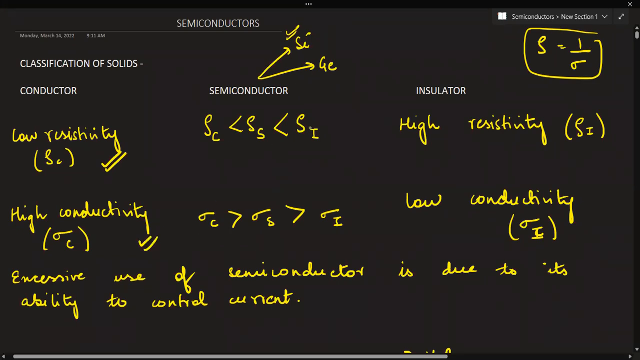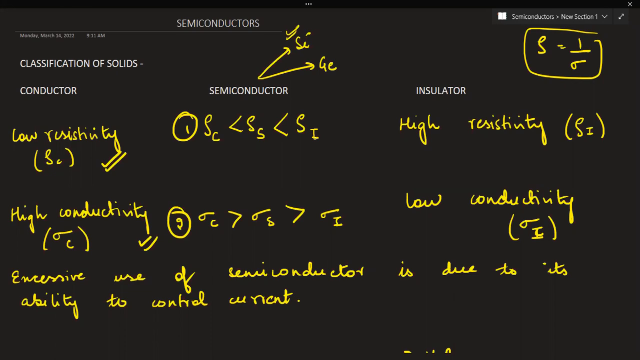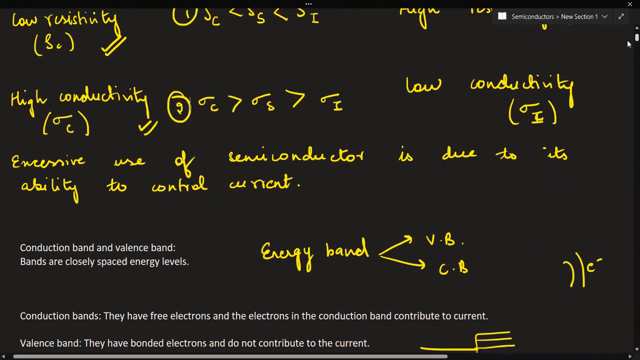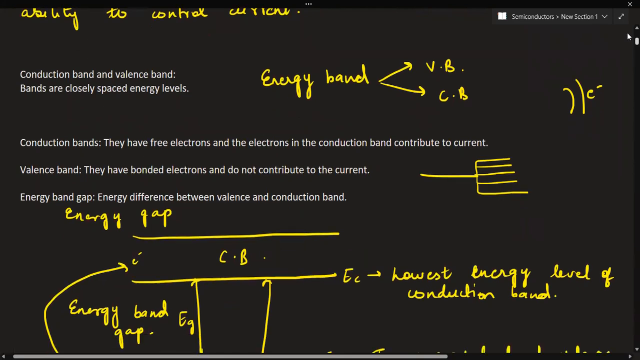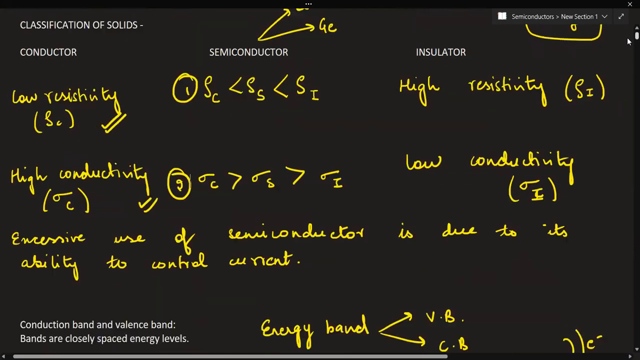So the order of resistivity is this. Mainly you have to remember this point and this point. So resistivity of insulators is the highest and the resistivity of conductors is the lowest. And just the reciprocal of this is for conductivity. Conductivity of conductors is the highest, whereas conductivity of the insulators is the lowest. So semiconductors lie in between them. Now see, this was the classification on the basis of resistivity and conductivity.